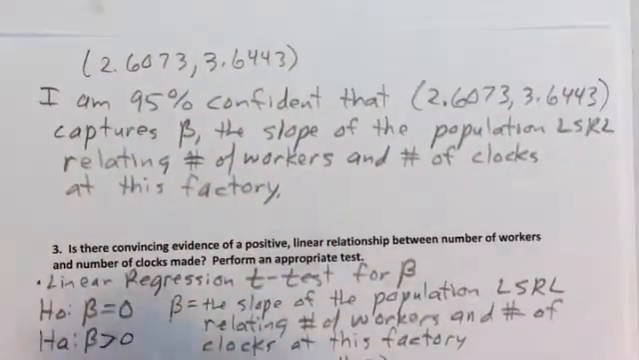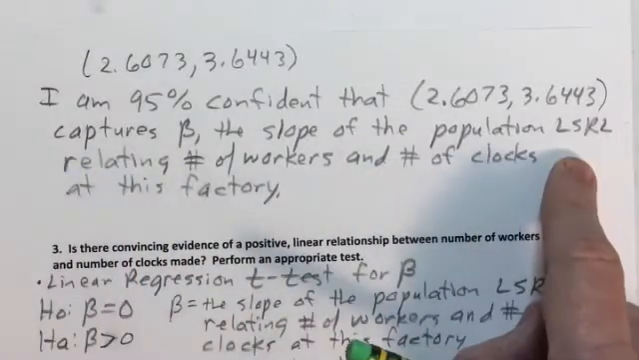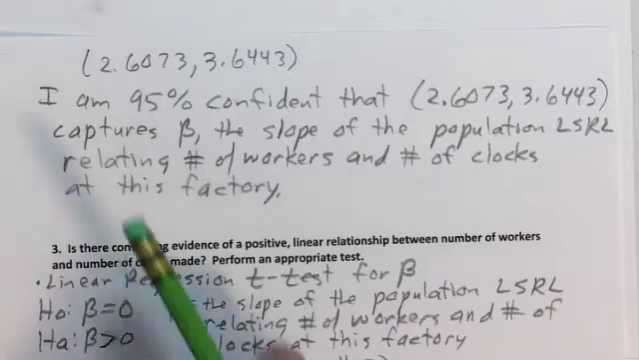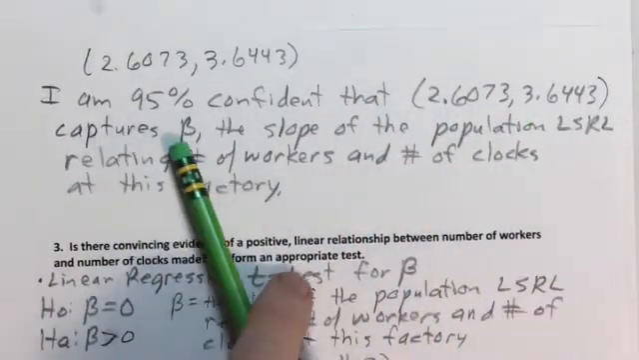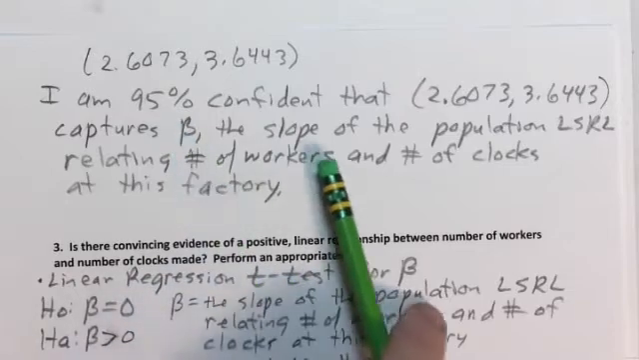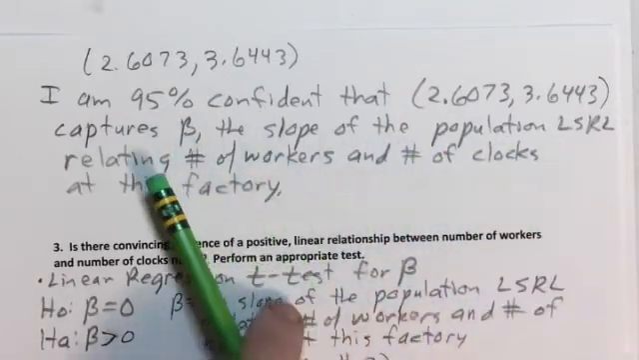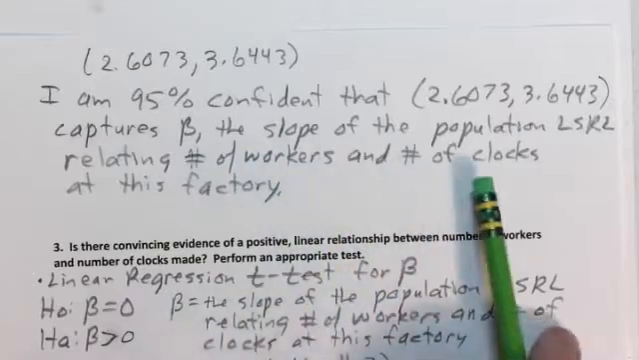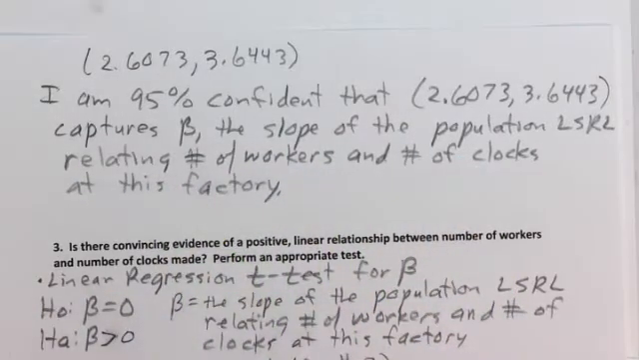And then your conclusion with the interval is just like every other conclusion we've had with our intervals: interpreting the interval in context. I'm 95% confident that the interval captures the parameter, captures beta, and say what beta is. Beta is the slope of the population regression line relating your two variables, number of workers and number of clocks at this factory. There you go.